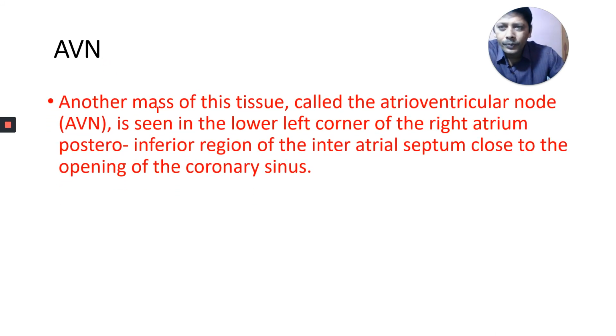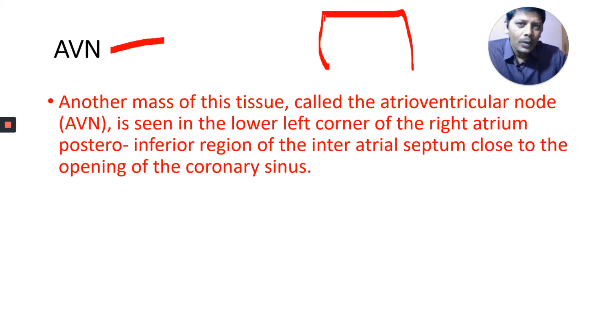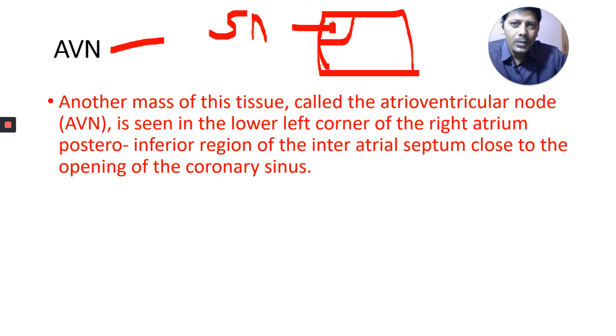Now we are coming to another one called the AVN, atrioventricular node. What is that? Atrioventricular node. Another mass of nodal tissue is called the AVN, abbreviated as AVN, atrioventricular node, and is seen in the lower left corner of the right atrium. Again, I am drawing the right atrium here. As I told you in the previous slide, the sinoatrial node, the SAN, is here, in the right upper corner.